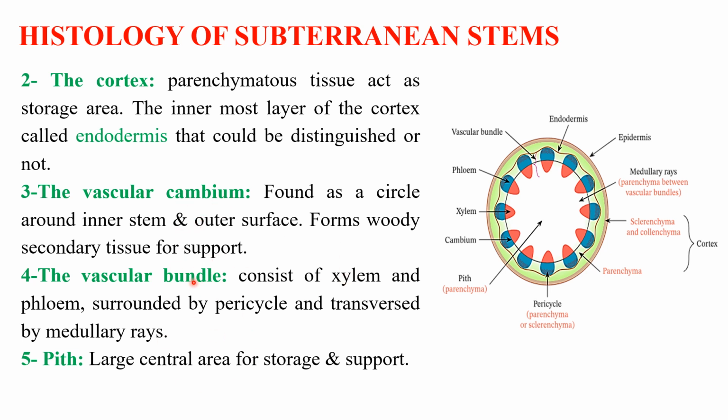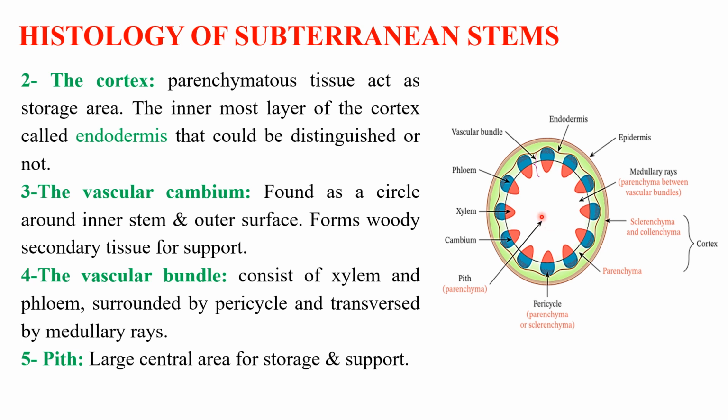And the vascular bundle is very important for the function of the subterranean organs. The xylem is responsible, for example, for transporting absorbed water and nutrients from the root to other parts of the plant. Finally, in the center of the subterranean stem, wide or narrow according to the plant, there are parenchymatous cells called pith. Usually it's a large area for storage and transport.